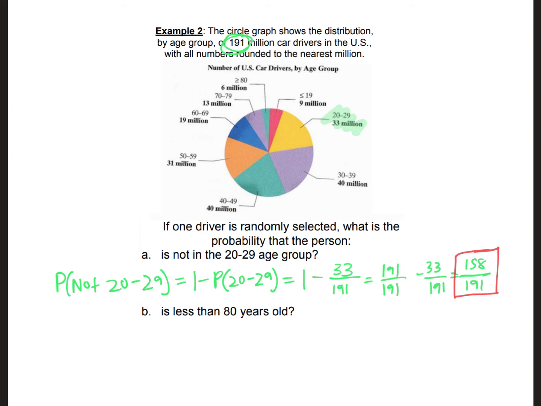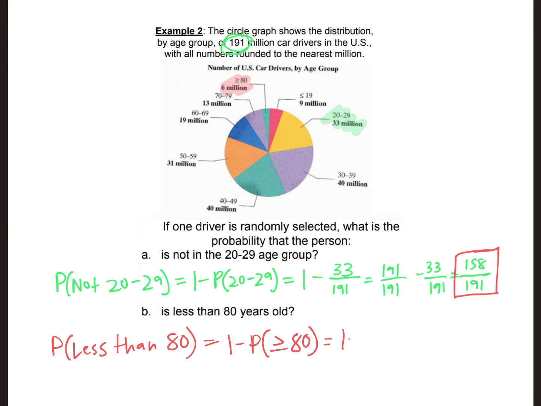All right, your second problem says, what is the probability that someone is less than 80 years old? Notice that my final category here is greater than or equal to 80. So for this problem, the probability that you're less than 80 is equal to 1 minus the probability that you're greater than or equal to 80.